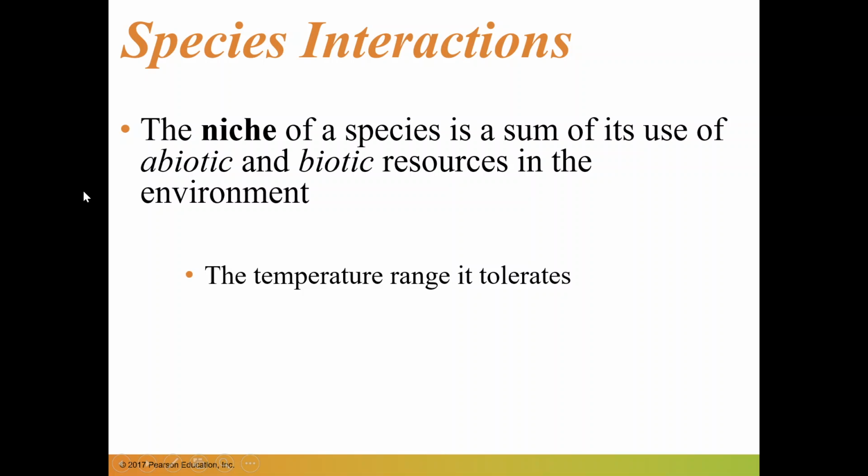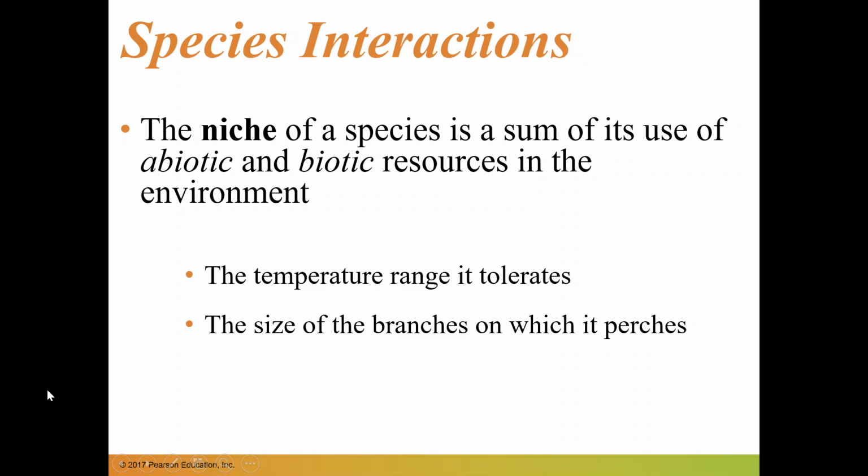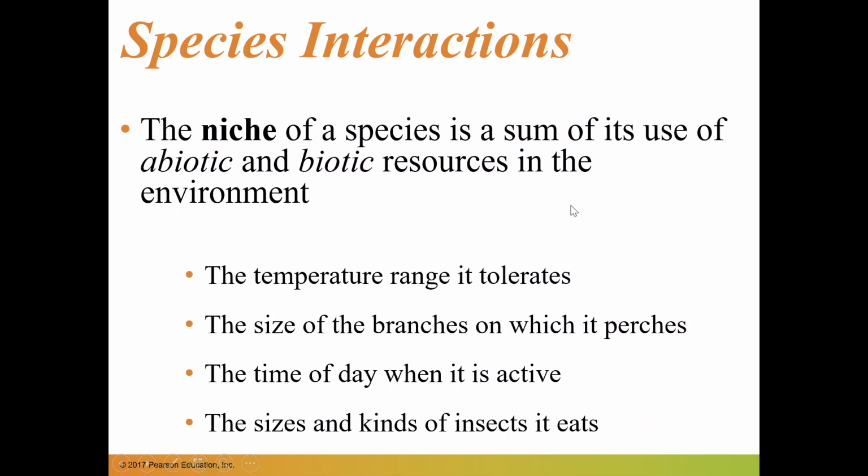And so these are things we've talked about already. What determines the range? Well, it's the niche that determines the range of a species, because range includes biotic and abiotic interactions and all the biotic and abiotic resources a specific species needs. Certain species tolerate a certain temperature range, the size of branches on which it perches, the time of day it's active. Note these are all things that can identify species as well, okay? Note that when one species comes over and different populations take up different niche space, then they can do that radial speciation we talked about, okay? And also the sizes and kinds of insect it eats.